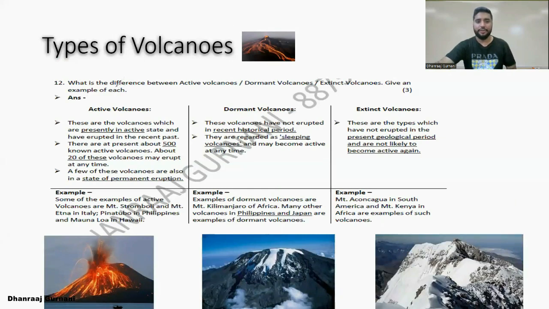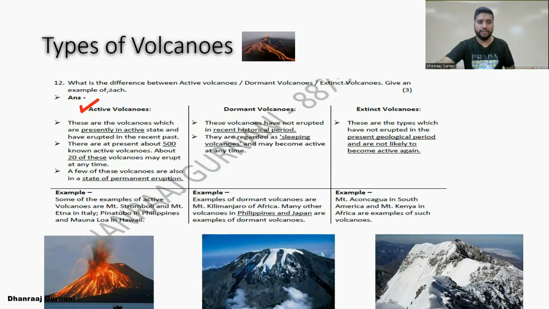Let's see the three types of volcanoes: active, dormant, and extinct. They can ask you the meaning and example of each, or they can ask you the difference between any two of active, dormant, and extinct, with examples. I've given it to you in table form. You can write it as meaning and example if they ask you one. If they ask you the difference, you will have to write it in columns.